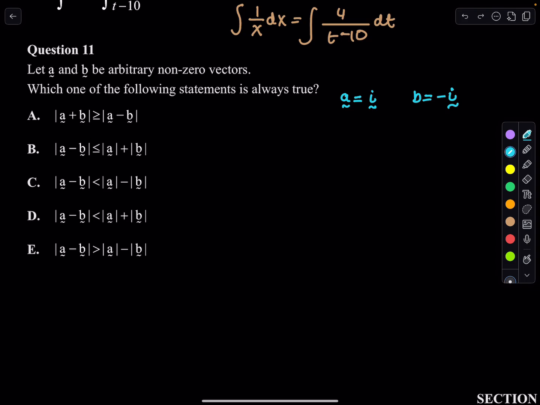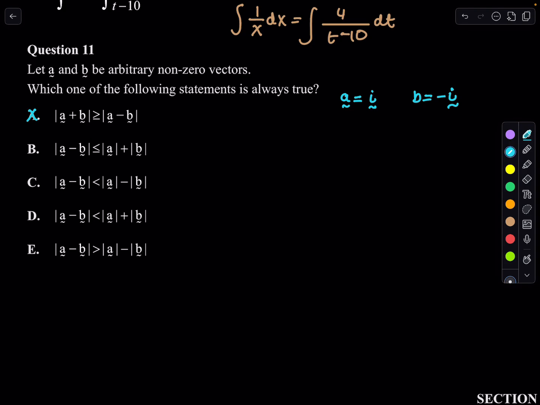And if you take the magnitude of 0, it's just 0. Is 0 greater or equal to when you minus them? So what's this minus that? Isn't it just going to be 2i? And if you take the magnitude of 2i, it's going to be 2. Is 0 greater or equal to 2? Rubbish. The statement is wrong. It's not always true. Be careful, they're trying to trick you.